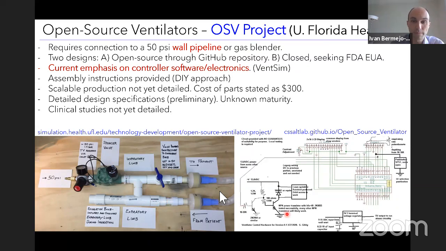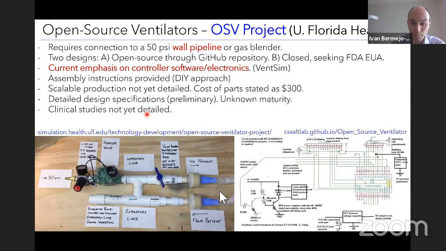I believe they focus a bit more on the electronics and the control system, from what I have read online, and a bit less on the mechanical part, because it's not as complex as the others. On the mechanical side, they have instructions on how to build it, but it has the feeling of more of a do-it-yourself approach compared to the others that are fully adapted to production chains. The cost of parts is stated as $300, again because it has less complexity on the mechanical side, but the clinical studies are not yet detailed.